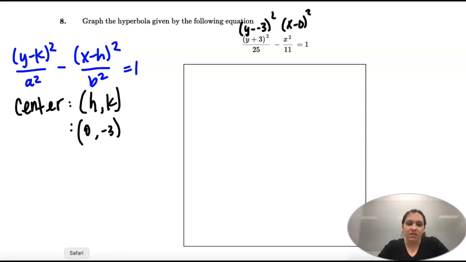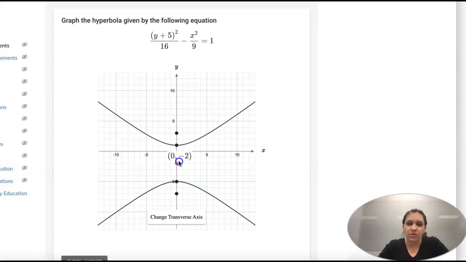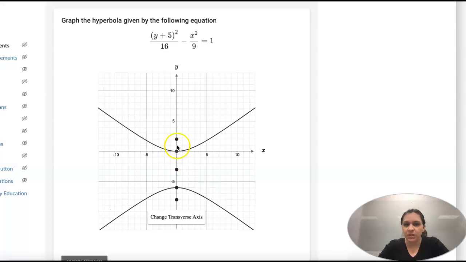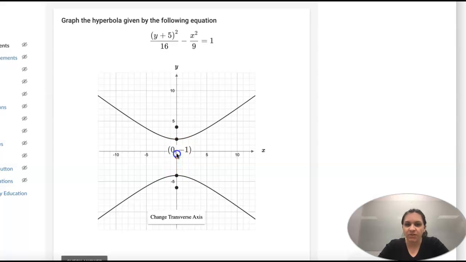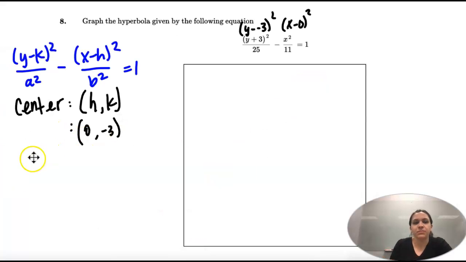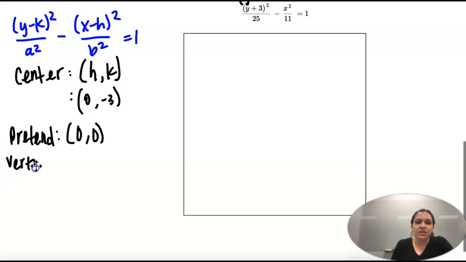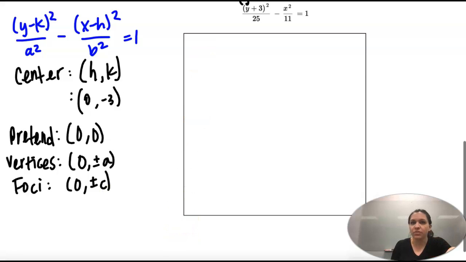Okay, so when we graph this, we're going to be transverse on the y, and our center is going to be down 3. So instead of finding these other points when they're off, I'm going to find them for when we're at 0, 0 and then shift. It's easier when you're graphing. So let's pretend that we're at 0, 0. We're doing that because then the vertices are, since we're on the y-axis, at plus or minus a, and then the foci are at plus or minus c, and then we'll just move.